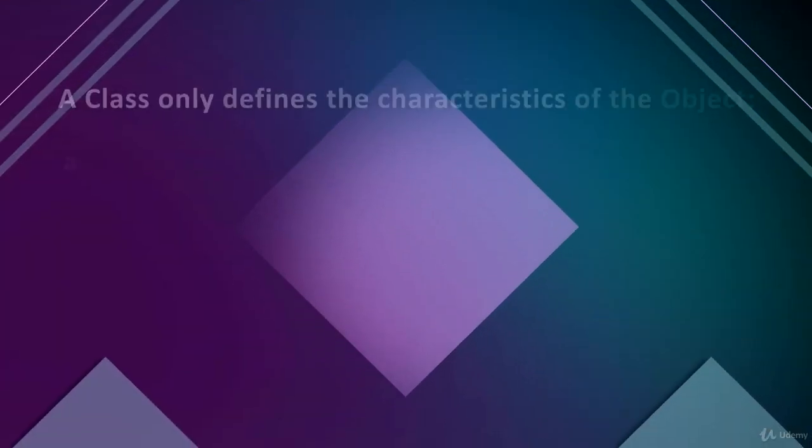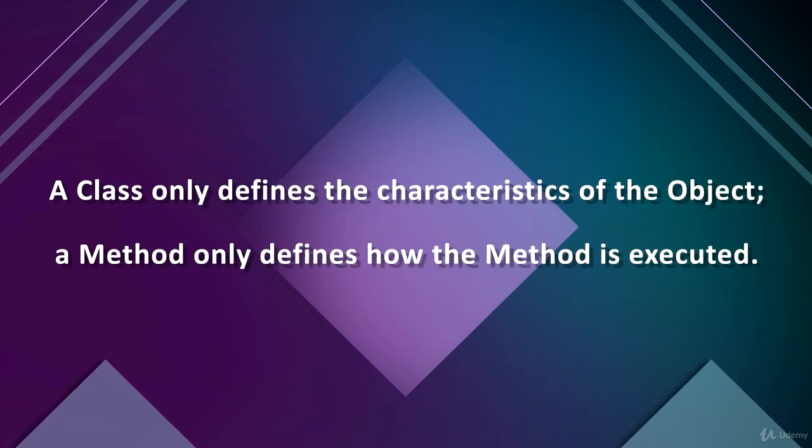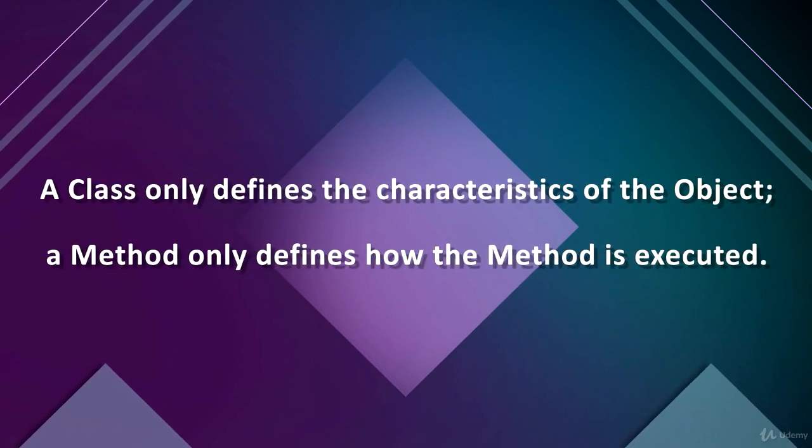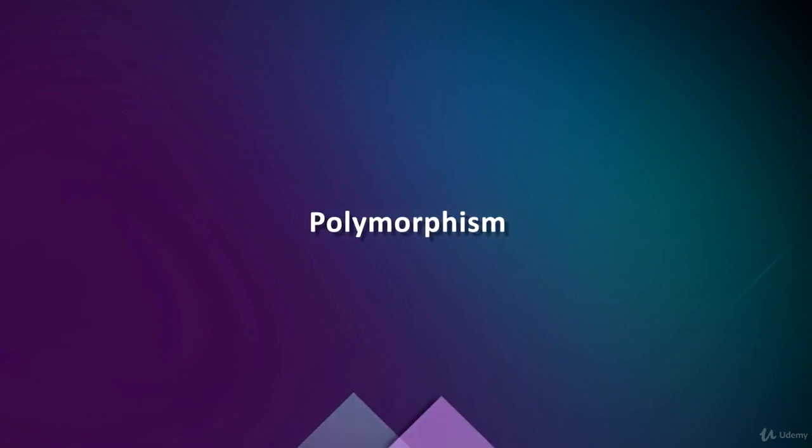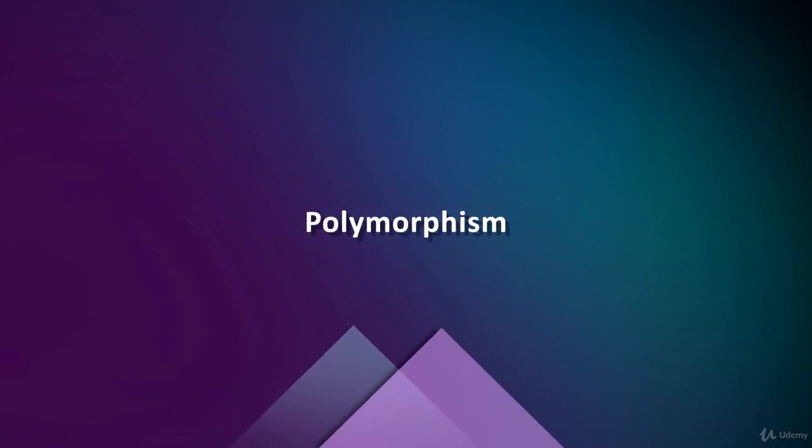A class only defines the characteristics of the object. A method only defines how the method is executed. Now for abstraction: the conjunction of complex inheritance, methods, and properties that an object must be able to simulate in a model of reality. Then polymorphism: different classes could define the same methods or properties. For a more extensive description of object-oriented programming, see object-oriented programming in Wikipedia.